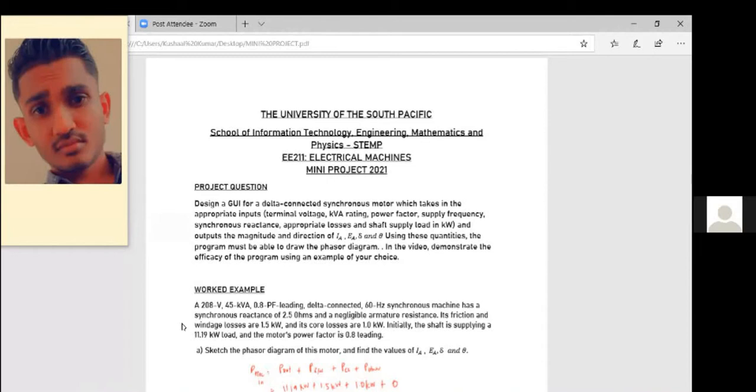We are to design a GUI for a delta connected motor which takes in the appropriate inputs and outputs the magnitude and direction of IA, EA, delta and theta. In order to do the project, we had to do massive research about GUI, as this was the first time for us doing something on a graphical user interface. After the research, we were able to compile this project. Now, I give the floor to Ishan Mani to continue.